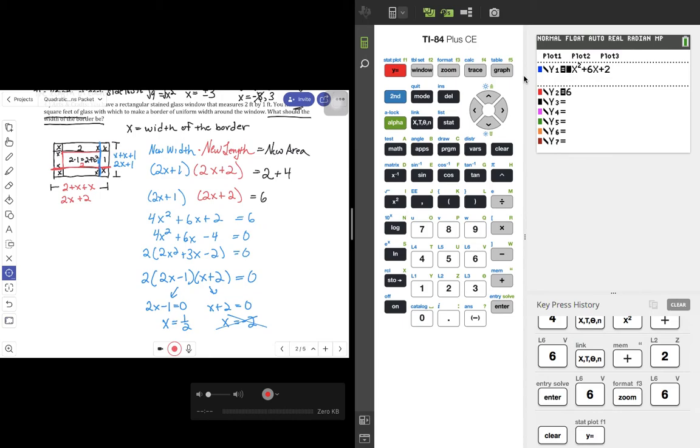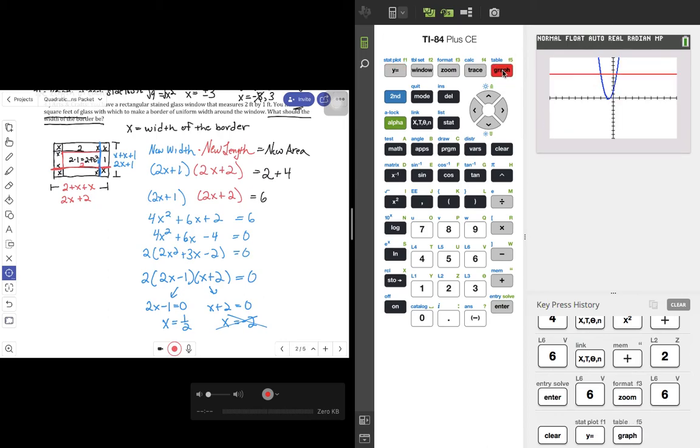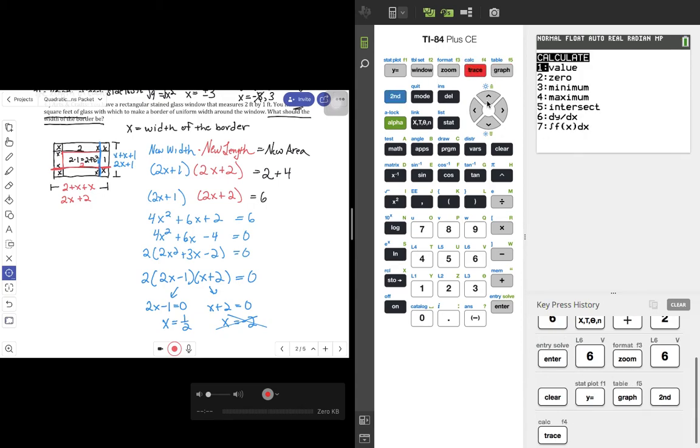In my y1, you'll see I typed in 4x squared plus 6x plus 2. And then in y2, I typed in 6. These are nice numbers here, so Zoom Standard worked just fine for me. And you see that this parabola runs into the line y equals 6 in 2 spots. That's how I get 2 solutions. So I have this U-shaped graph running into that red line in 2 spots. And I can just calculate the point of intersection. So I can go down to option 5 this time around.